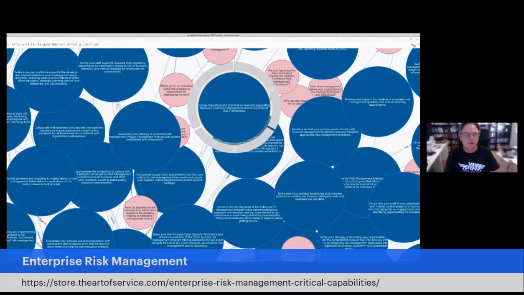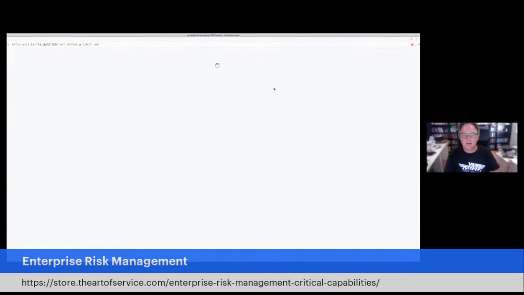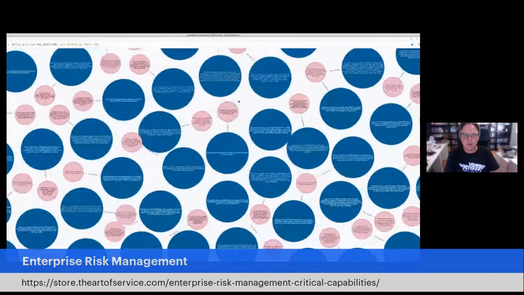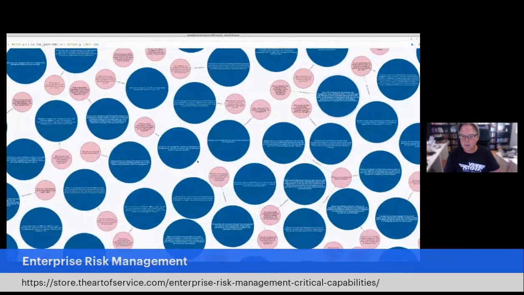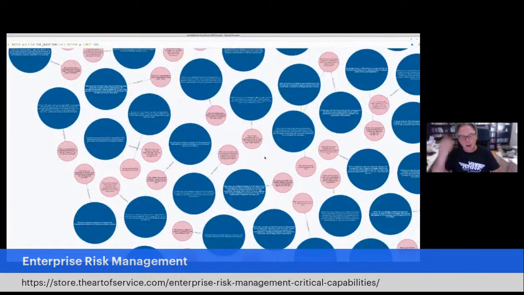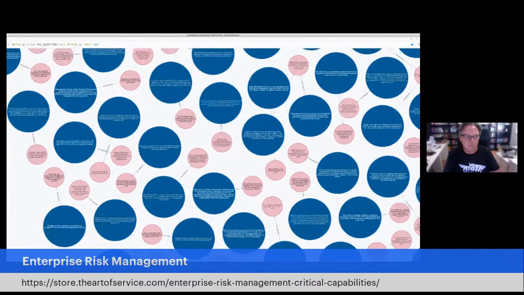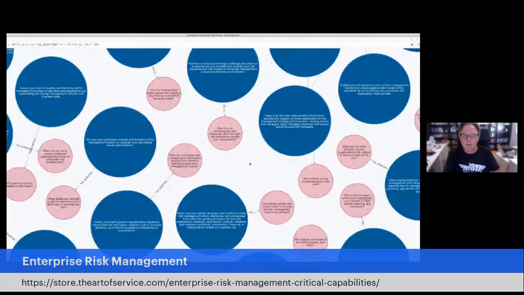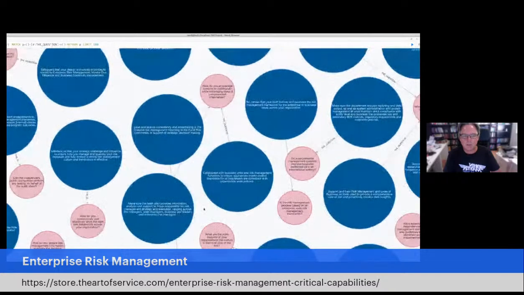So this is an interesting way of just looking at all the critical capabilities that are in here and just browsing the questions and hey, pop up a question and ask that question in your management team with your staff, people you work with, and see if you can find out that you've got a similar answer to the ones that are in the big blue balls.